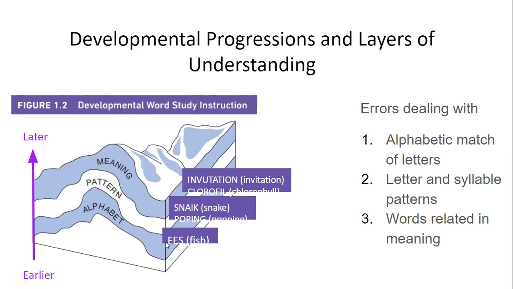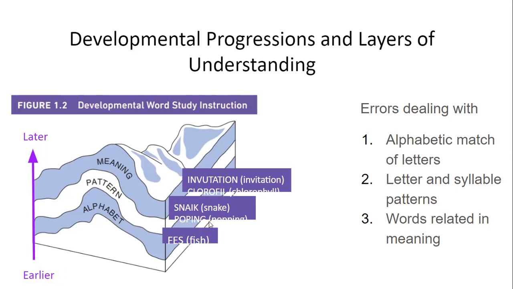When given the word fish, these are the letters that I hear most, the sounds that I hear most clearly represented by these letters. So an alphabetic match. A little bit later on, we start seeing students attempting to use patterns, letter and syllable patterns that might look like this, an attempt for snake or popping.